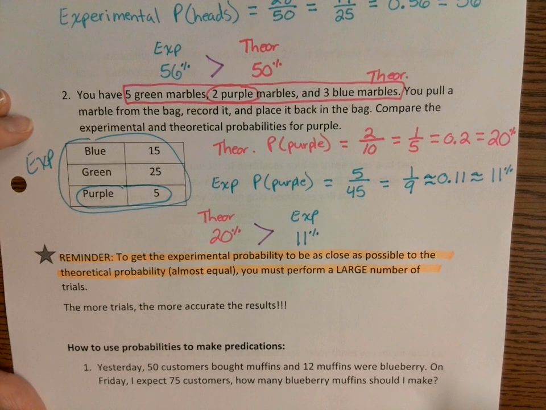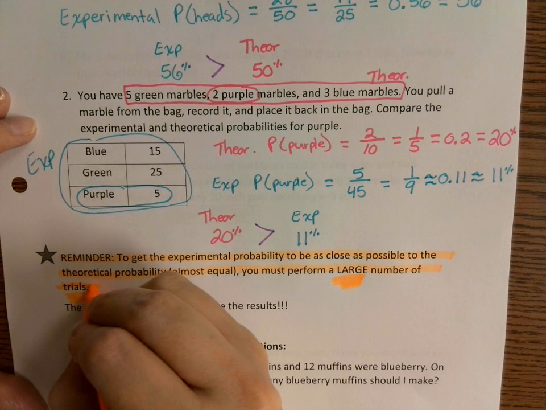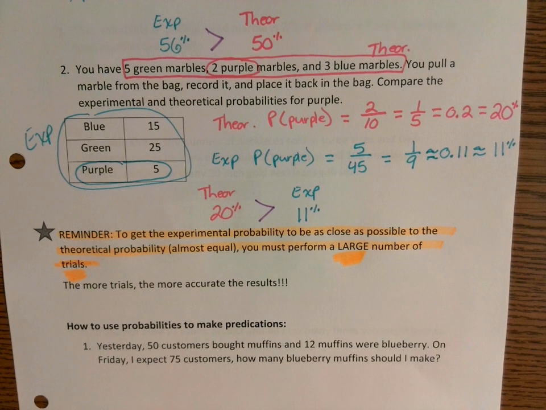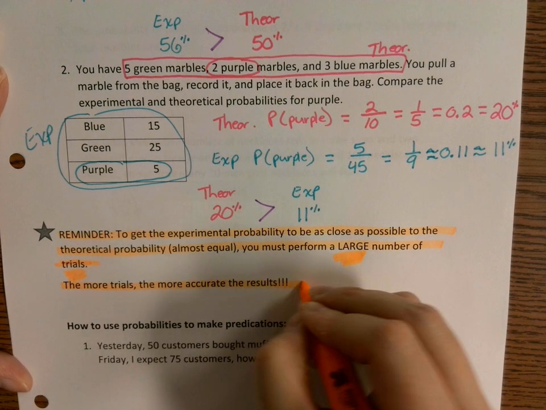And be careful, because I've seen people before mess up and say, oh, it's a large number of outcomes. Are outcomes the same thing as trials? No. Outcomes and trials are different. So you need to make sure that you understand. Trials means how many times you perform your experiment. How many times did you flip the coin? How many times did you roll the die?